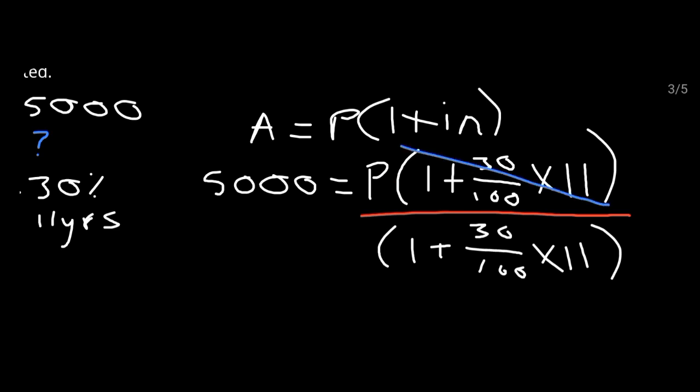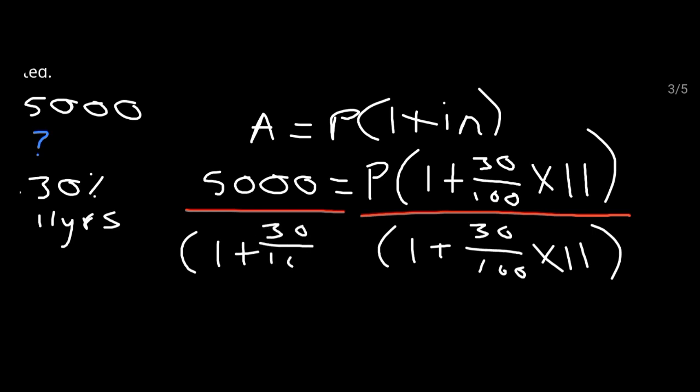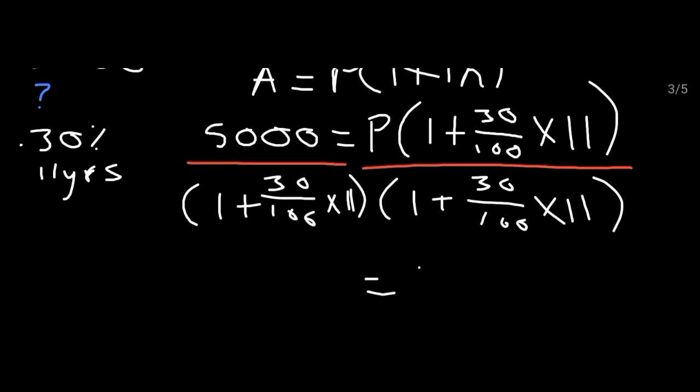They cancel each other, and what remains is P, which is what we want. I hope it makes sense. You know that whatever you do on the left, you must also do on the right. So I'm also going to cut this bracket on this side, times 11. Then you just use your calculator.